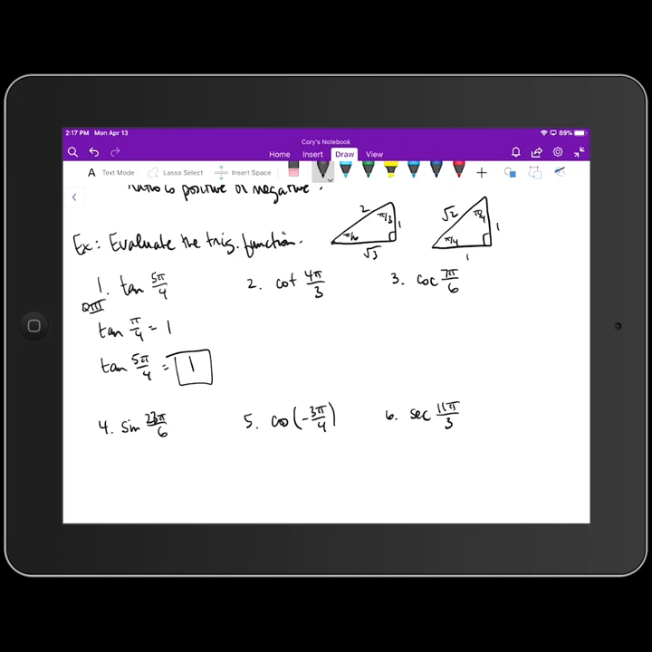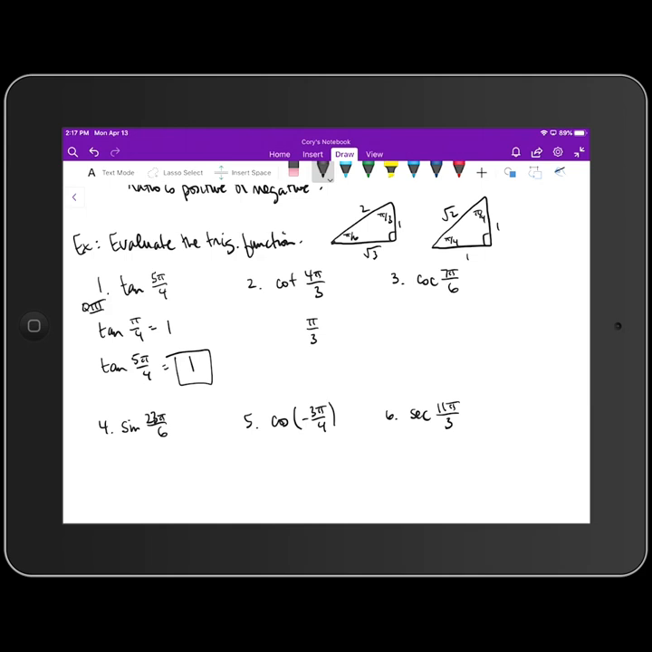Okay, let's do the same thing for number 2. So for number 2, we have the cotangent of 4 pi over 3. Again, 4 pi over 3 is between 0 and 2 pi. So step 1 is good. Step 2, we want to determine the reference angle, which is pi over 3, because that has a denominator of 3. Thirdly, we want to determine what quadrant that lies in.